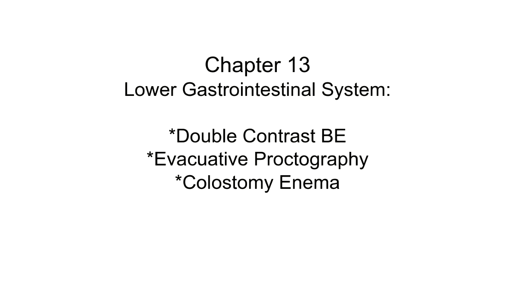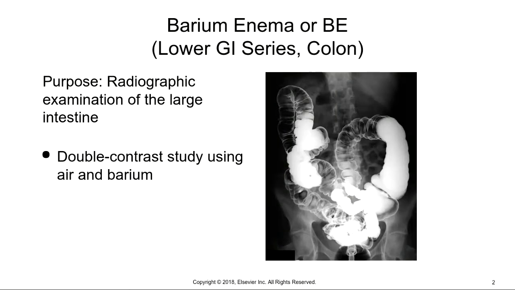So when we talk about a BE or a lower GI series, the purpose is to look at the entire large intestine. And we've already discussed a single contrast BE. A double contrast BE means that we're using two different contrasts. We're using barium, which is our positive contrast, that is atomic number 56, or you can use the water-soluble iodinated contrast, which is number 53. And the negative contrast that we would use is air.